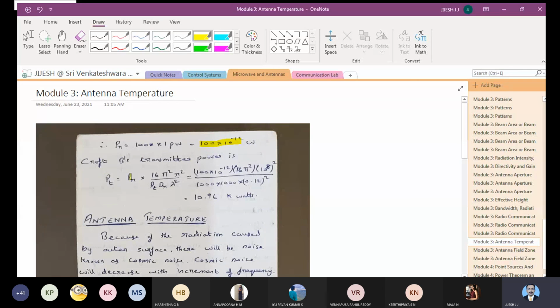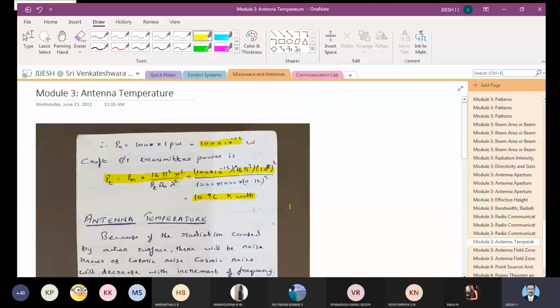So PT is equal to, you have to use the Friis transmission equation. PT is equal to PR into 16 pi square R square divided by DT DR lambda square. Substitute all the values here. All the values are given for you in the question. You'll get 10.96 kilowatts.